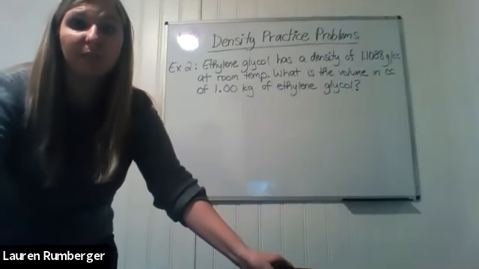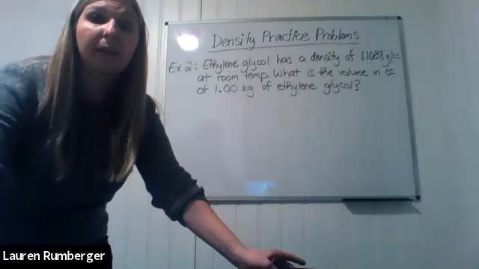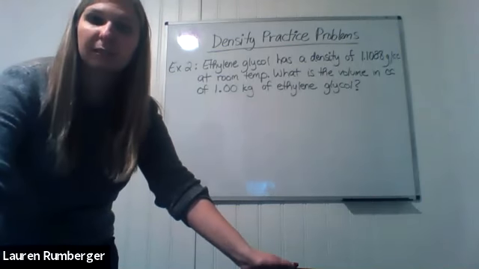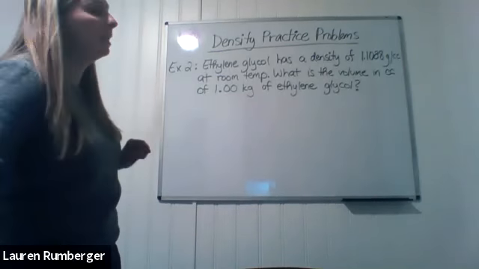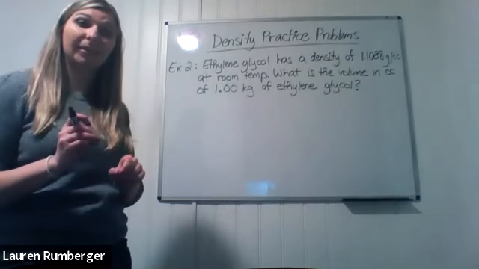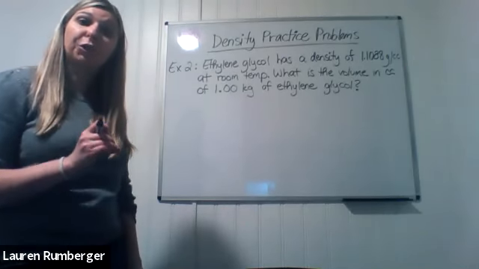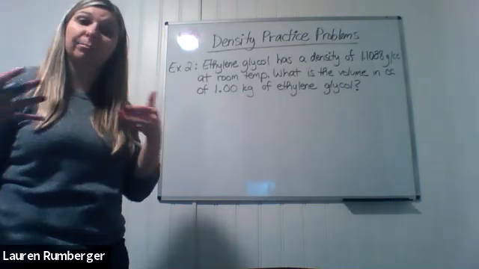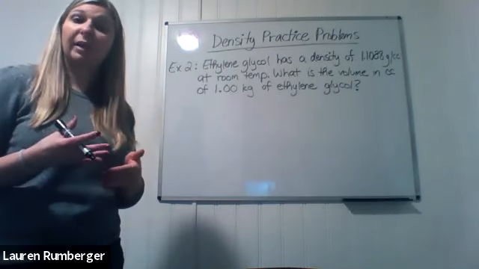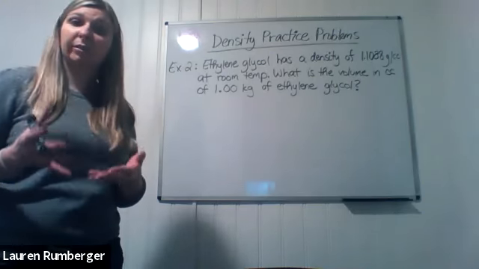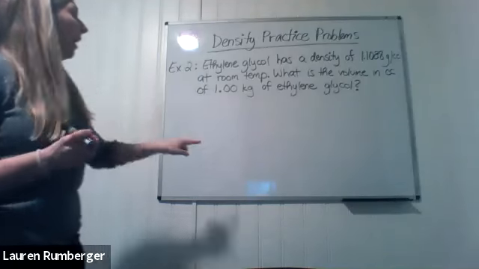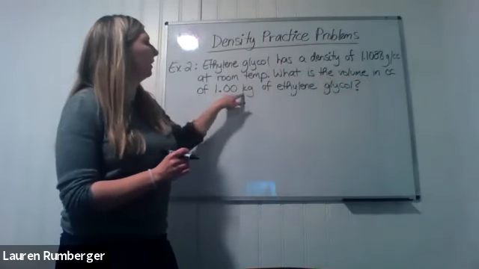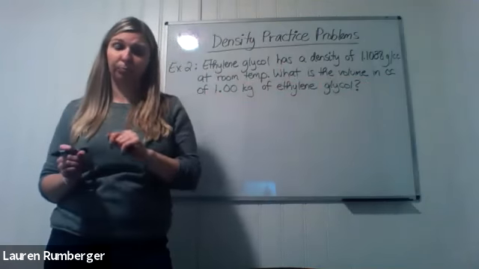This is example 2 for the density practice problems. It states ethylene glycol, which is commonly found in automobile antifreeze, has a density of 1.1088 grams per cc. cc is an abbreviation for cubic centimeters, or centimeters cubed. Remember, we can write it and state it in different ways. So whenever you hear cc, that's the units of volume, cubic centimeters, at room temp. What is the volume in cc of 1 kilogram of ethylene glycol?